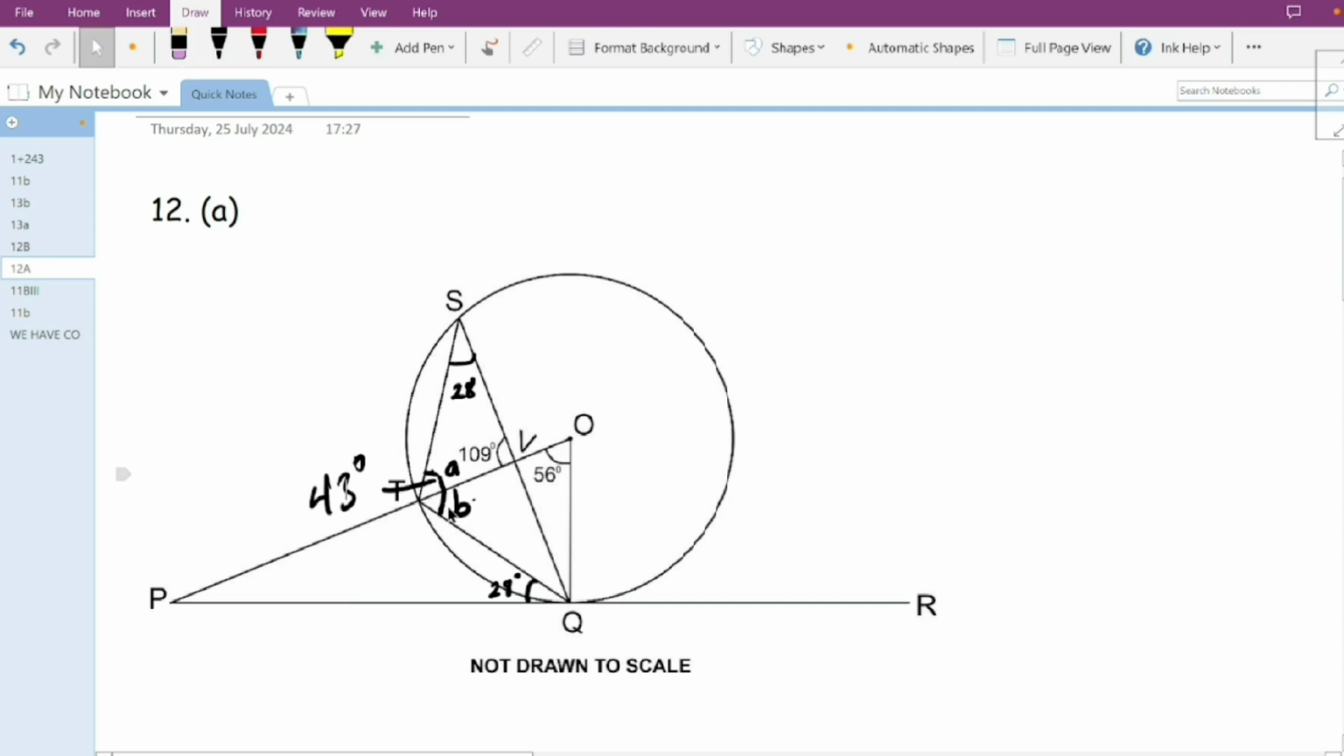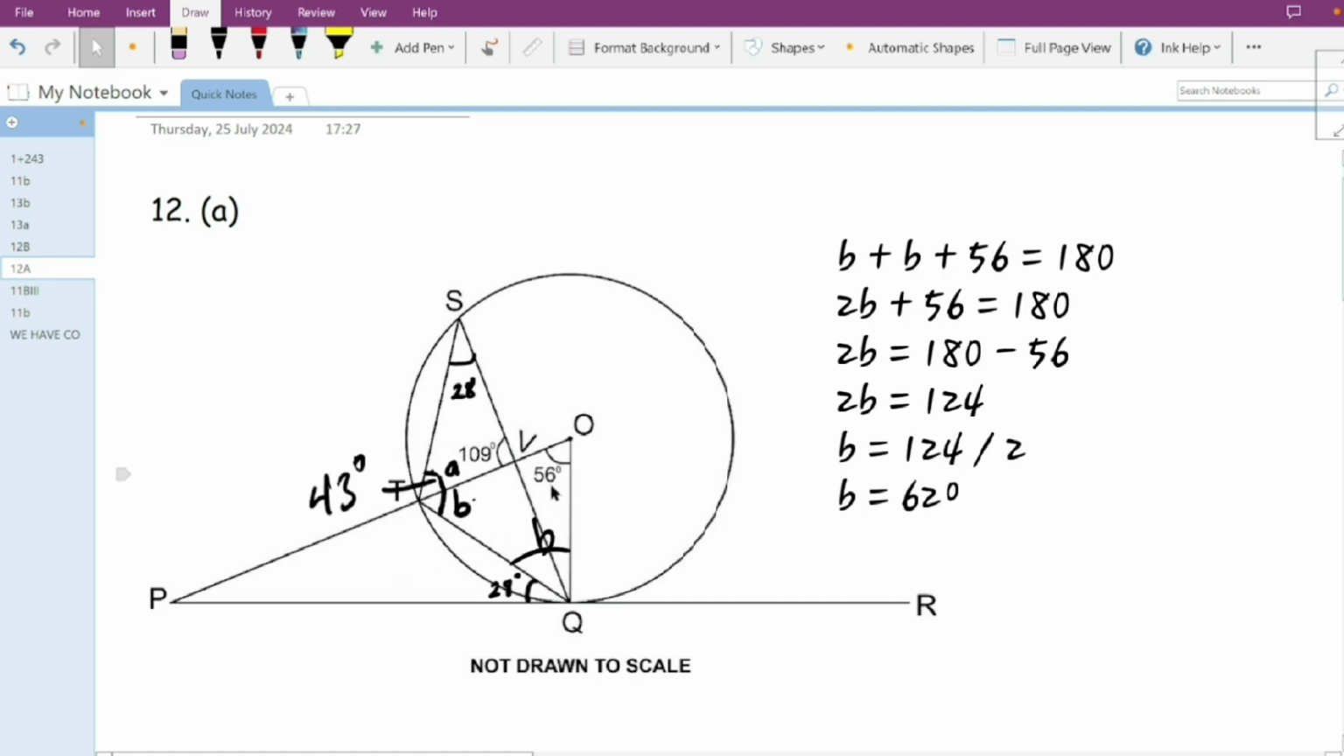To get angle B, you can take into consideration this triangle also. The line from the center to the circumference is the radius, and this from here to here is also a radius. That means this is an isosceles triangle, as at least two lines are established to be equal. This line and this line are equal, so if this is B, this is also B. So B plus B plus 56 should equal 180. Then 180 minus 56 is 124. Since both angles are equal, 124 divided by 2 gives us 62. That means this angle is 62 degrees.